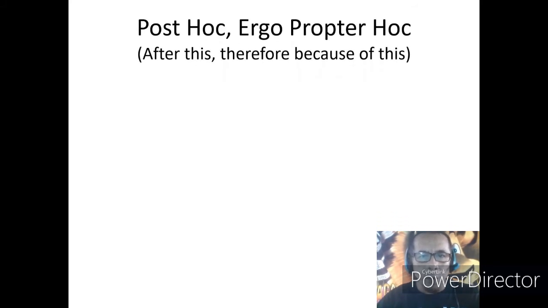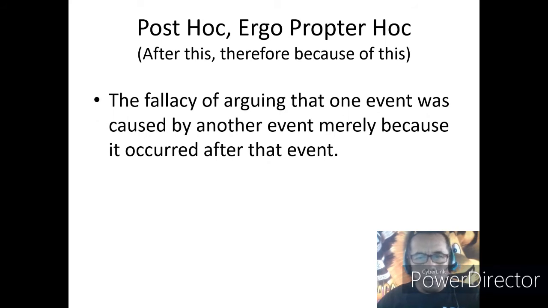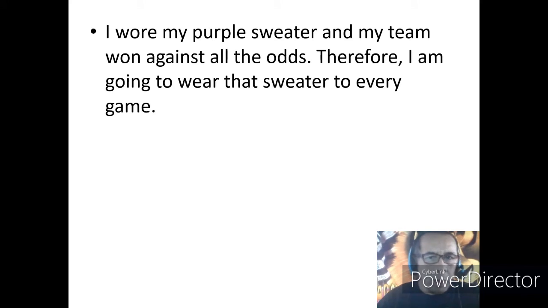Next is the post hoc ergo propter hoc, or in other words, after this, therefore because of this. The fallacy of arguing that one event was caused by another event merely because it occurred after that event, or if A happened, then B happened, then A must have caused B to happen. One example of that is: I wore my purple sweater and my team won against all the odds. Therefore, I am going to wear that sweater to every game.